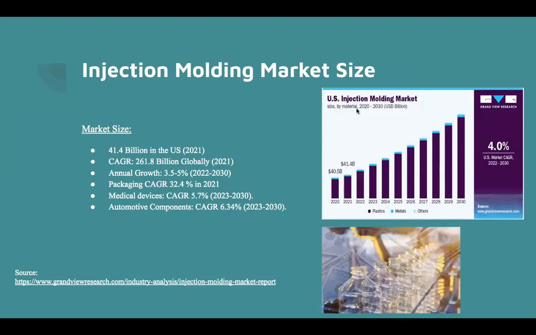The global injection molding market size was estimated at $261.8 billion in 2021, and around $41.1 billion here in the United States. With the demand for mass production of components in industries such as packaging, medicine, and electronics, injection molding is anticipated to expand at a compound annual growth rate between 3.5 and 5% from 2022 to 2030.